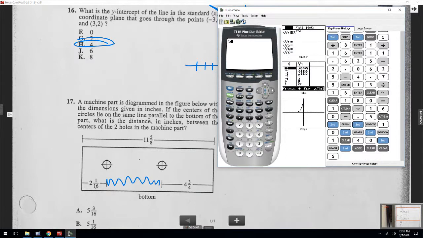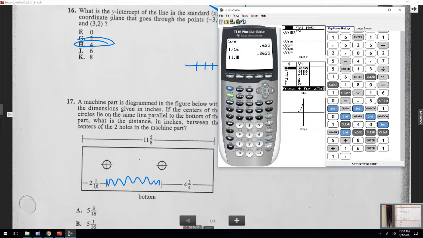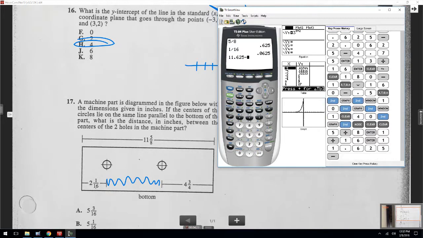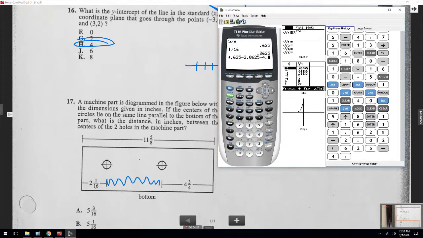You are exactly correct. So to do that, let's make sure what those fractions are. 5/8 is 0.625. 1/16 is 0.0625, and you should know 3/4. What's 3/4? 0.75. So 11 and 5/8 is 11.625, and then Noah told us to subtract those, and he is correct. So 2 and 1/16 is 2.0625. And then 4 and 3/4 is 4.75. And we get 4 point something, right? Which means 4 should be in the very front.